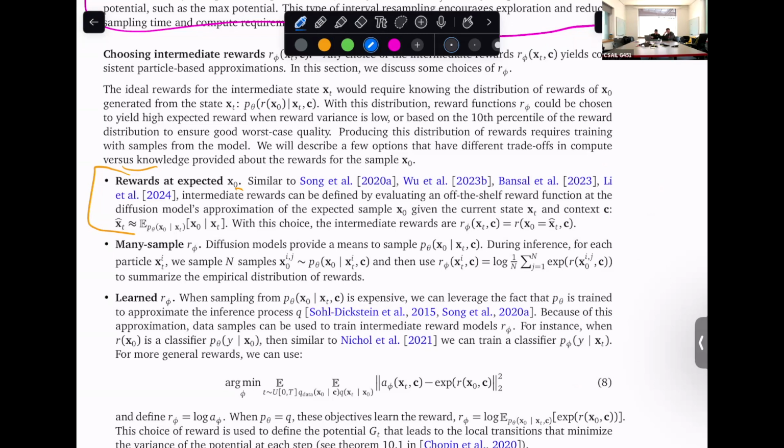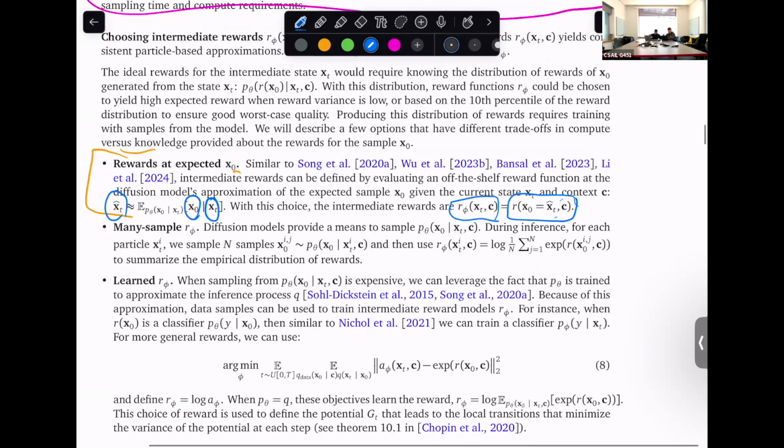Okay, so I give you xt, and then you give me a reward by getting the expected x0 given that xt, and so they call it x-hat t, and then you plug it into your reward function and you pretend that this was an x0, and then this is our intermediate reward. Right, exactly.